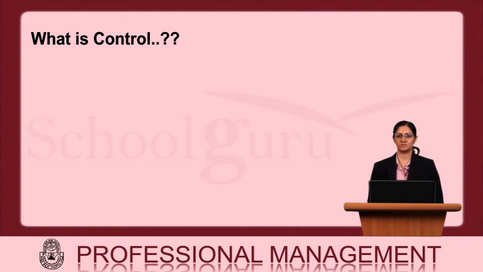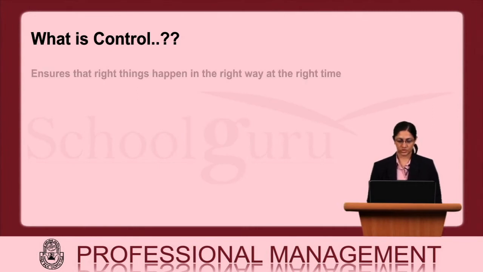Similarly, in an organization, there are various sets of activities which occur with an intention to achieve predetermined goals, and control systems are placed at various points in order to identify intentional and non-intentional errors that may occur. So, control ensures that right things happen in the right way at the right time.